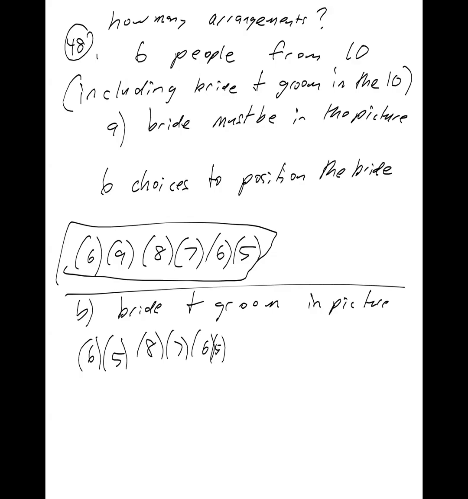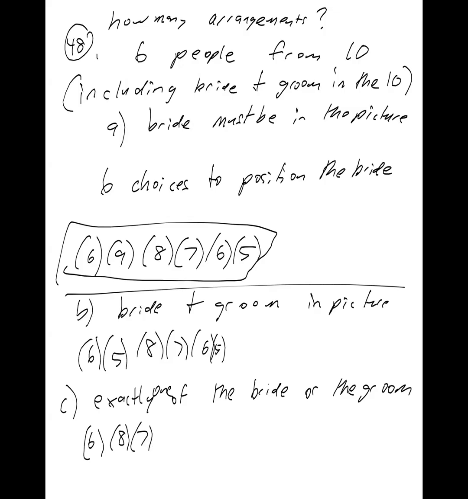What about if exactly one of the bride and the groom is in the picture? So if the bride and groom are not both in the picture, but only one of them. Exactly one. This is a dumb way of saying it though. Exactly one of the bride or the groom. Does that make sense to you? 6, 8, 7, 6, 5, 4. So you have 6 spots to put the bride, and then you only have 8 choices left, you're right, because you're not choosing the groom.